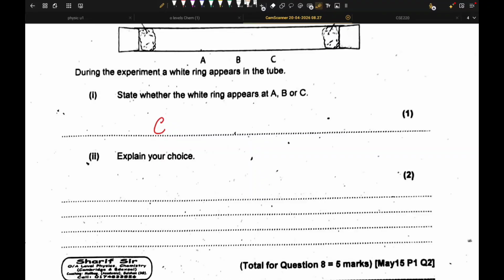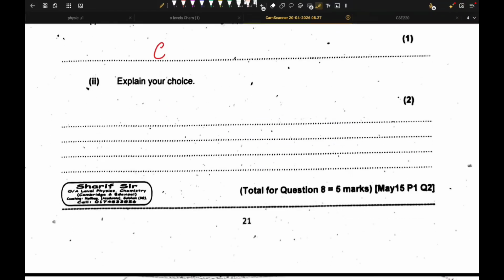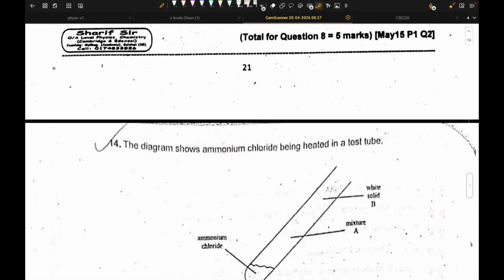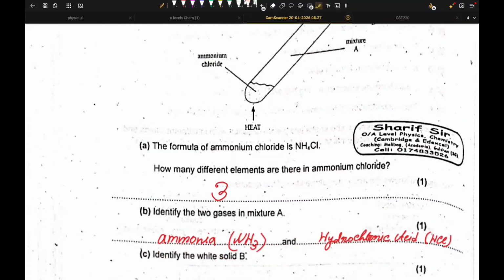Explain your choice. That's exactly the thing. I am not writing this answer for you guys because I have explained this almost twice. I want you guys to write the answer once and show it to me. If any correction is needed, I'll help you with that, but I want you guys to give it a try. Let's jump to question 14.